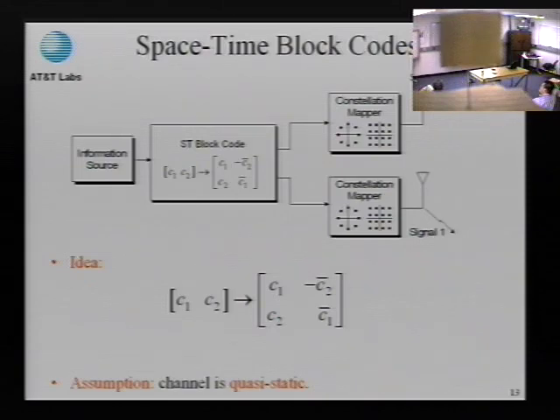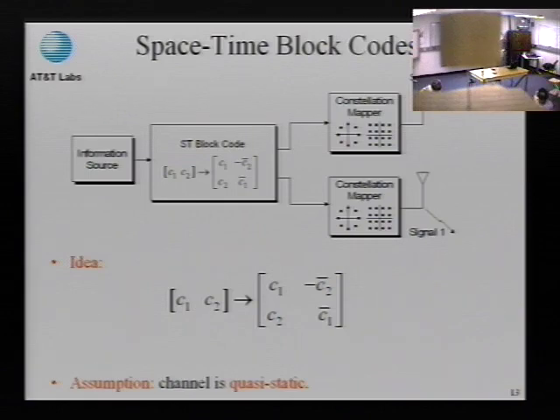a space-time code. And the message in this part of the talk is that there was a famous Irish mathematician called Hamilton, who invented quaternions. And Hamilton was really sure that quaternions were the answer to every single problem in the world. No matter what problem you had, quaternions were the answer. And the point of this part of the talk is that Hamilton was right.